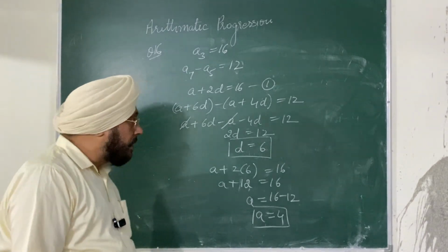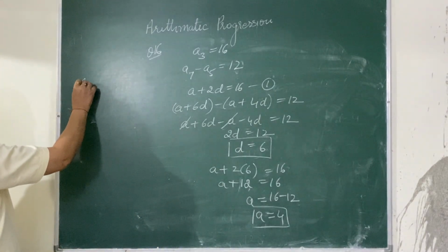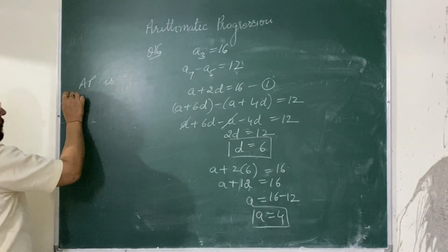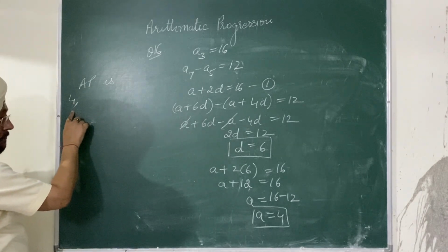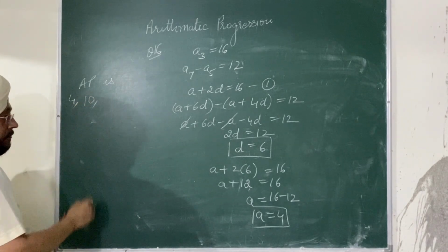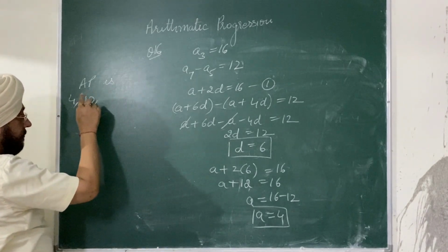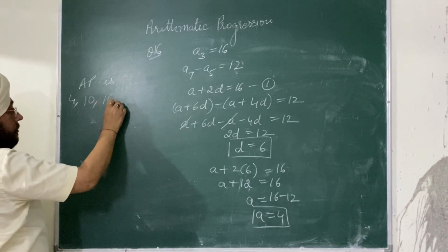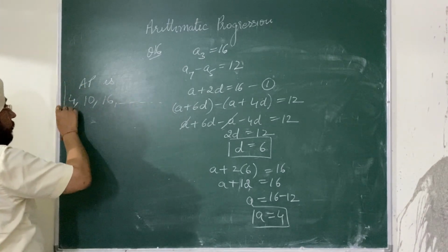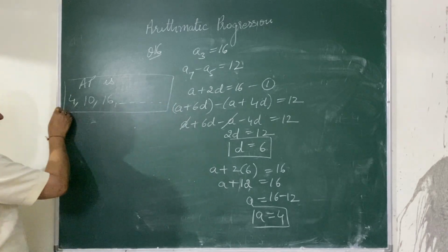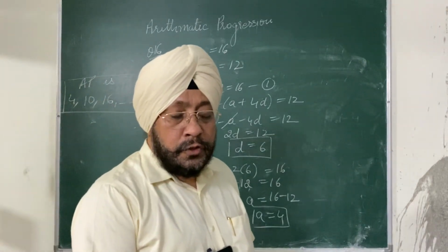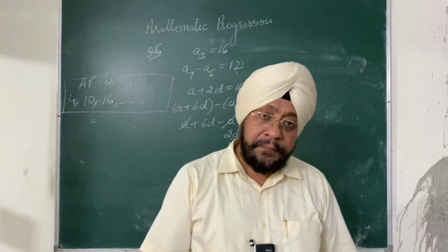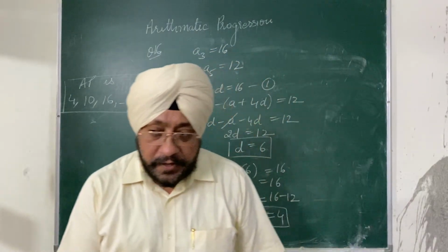So hence the AP is: first term is 4, add the common difference to the first term to get the second term, again add the common difference to the second term to get the third term, and so on. So this is the AP according to the given condition. So this is all about question number 16. Let's go to question number 17.